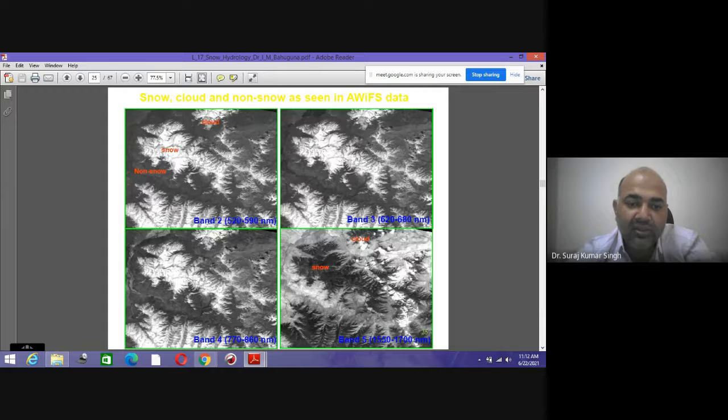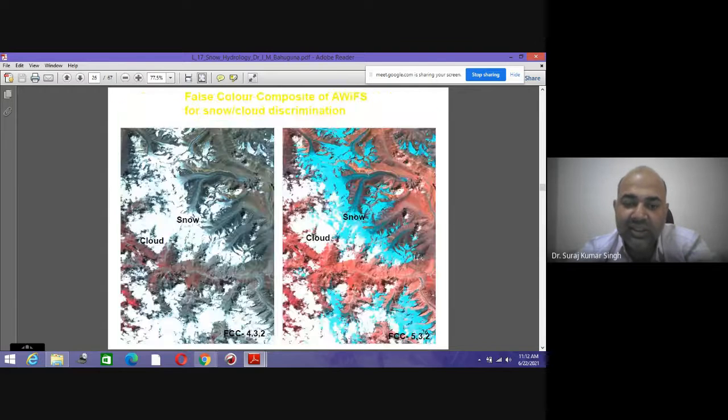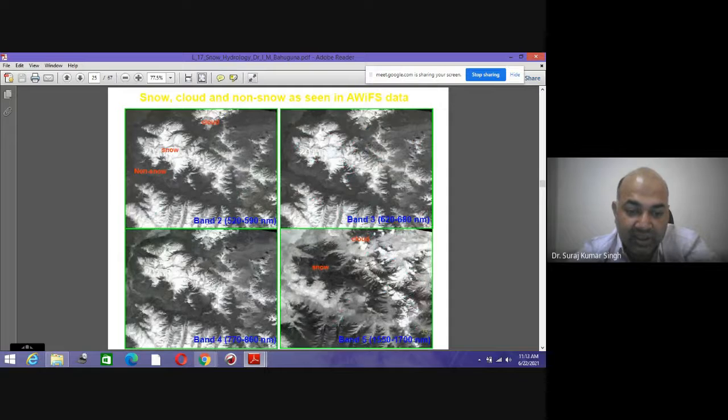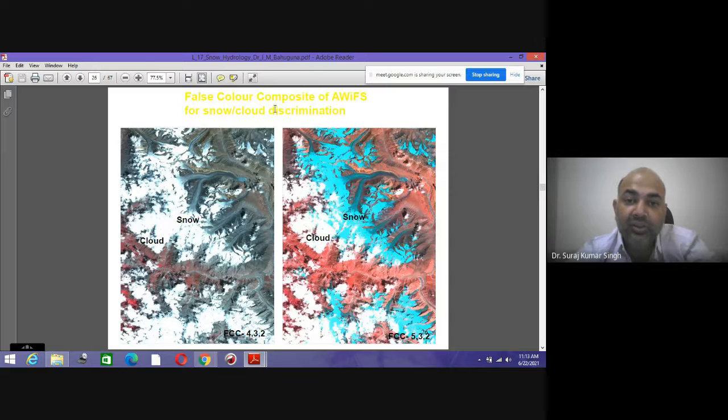This is how it looks in the blue band, this is how it looks in the green band, this is how it looks in the near infrared band, and this is how it looks in the middle infrared band. You can see that in each and every band the glaciers are recorded differently, the ground is recorded differently, the snow is recorded differently. So using the false color composite, the band combinations that we were seeing independently will now be used to differentiate between fresh snow and the cloud cover.